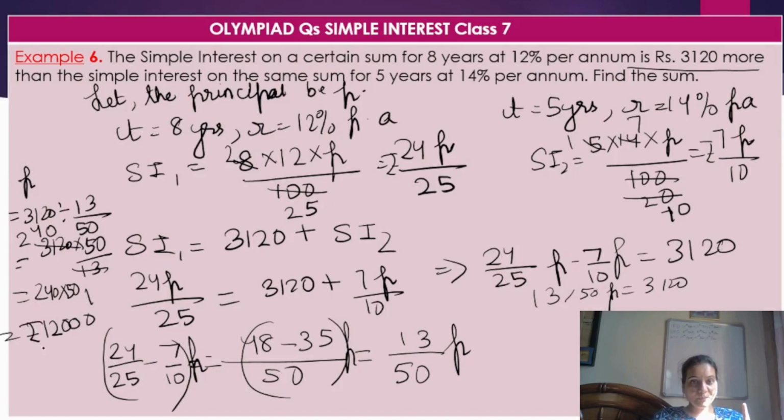12,000. So rupees 12,000 is the total principal amount which when invested for 8 years at 12% per annum gives you interest which is 3,120 more than the simple interest on the same sum, that is 12,000, for 5 years at 14% per annum. All right, so let me write the answer here. The principal, we had taken it as p. Now we know the value. The value is ₹12,000. All right, I hope I'm clear with this question.